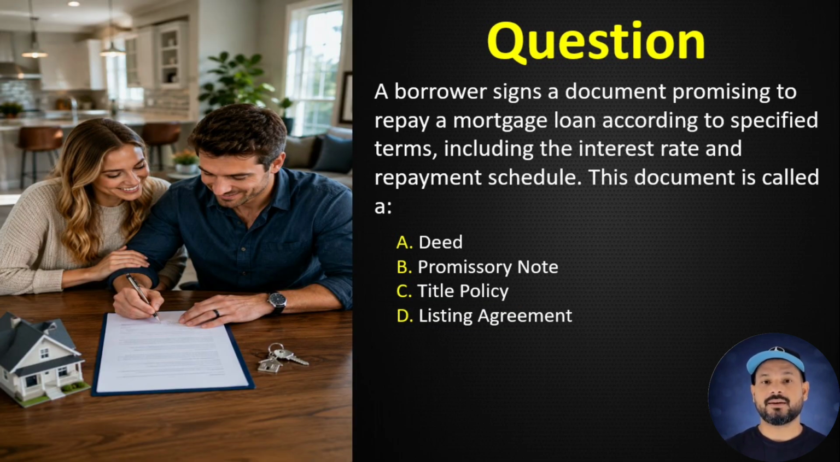Question number 28. A borrower signs a document promising to repay a mortgage loan according to specified terms, including the interest rate and repayment schedule. This document is called: A. Deed, B. Promissory note, C. Title policy, D. Listing agreement. Correct answer B. Promissory note. A promissory note contains the borrower's promise to repay the loan.